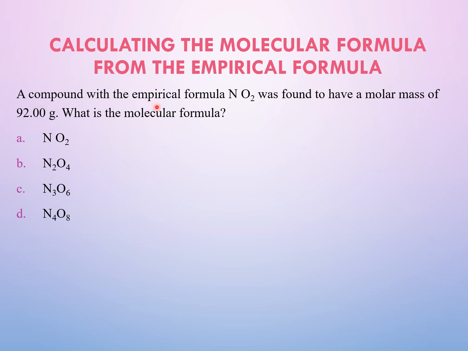A compound with an empirical formula NO2 was found to have a molar mass of 92. What is the molecular formula? Let's find the empirical mass of NO2. That's going to be 14.01 plus 2 times 16. Then you have 92 as the molar mass on the top. So 92, the molar mass, divided by the empirical mass, you end up getting a factor of 2. That means your molecular formula will be NO2 times 2, which is N2O4. In this case, the answer is B.